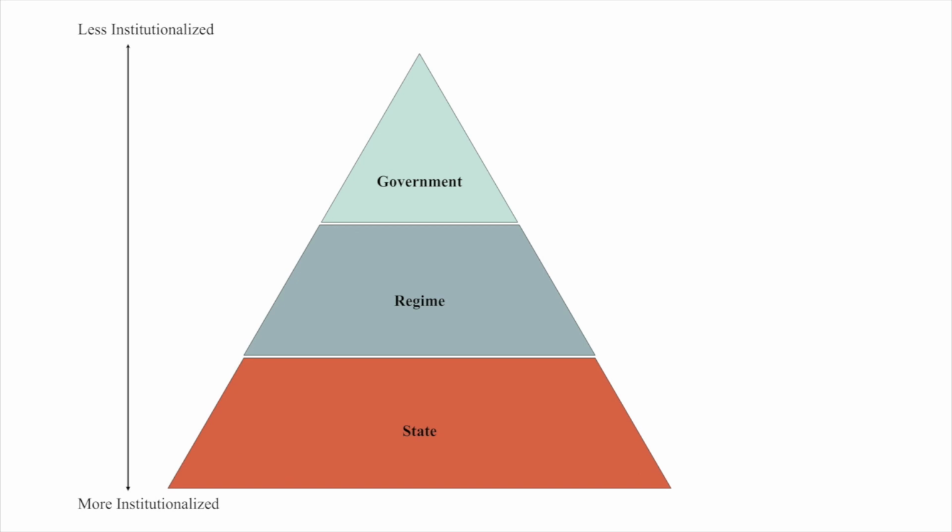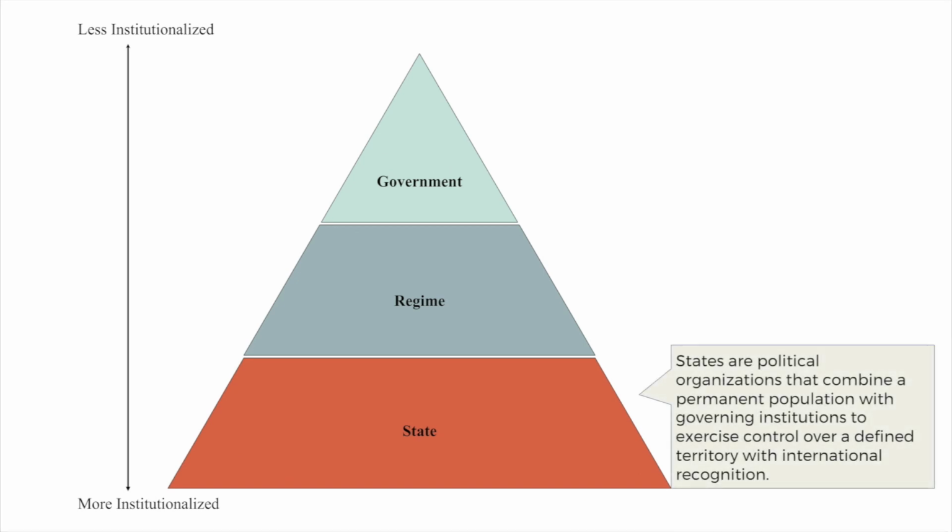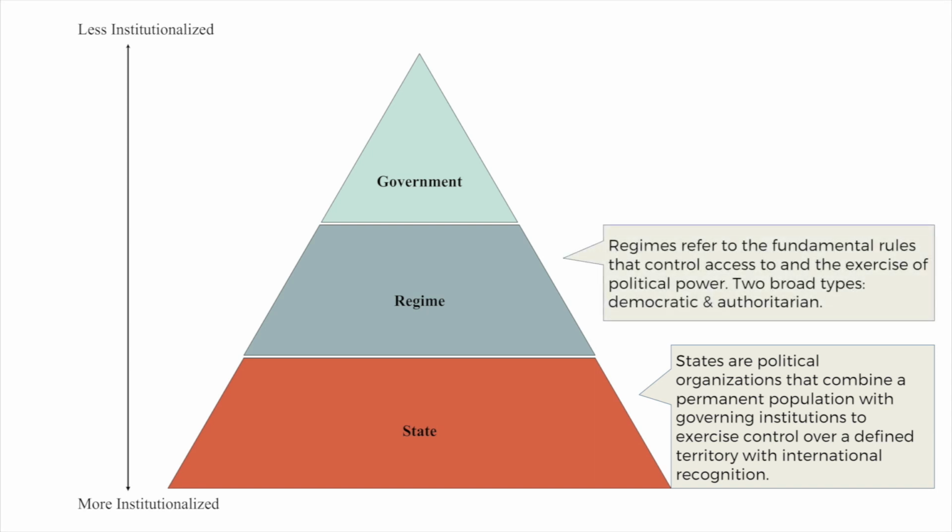Okay, now that we know some of these basic definitions, let's take a look at this diagram. We already know the definition of a state. The state is the foundation of this pyramid because it is the most permanent or institutionalized. Governments make decisions on behalf of a state, but governments are subject to rules and norms of behavior.